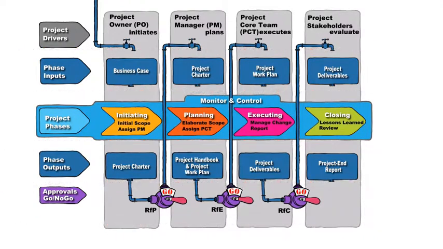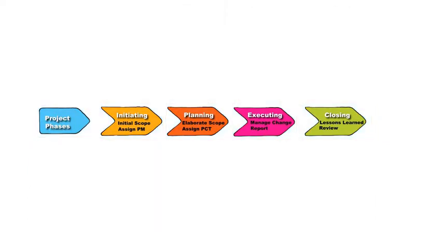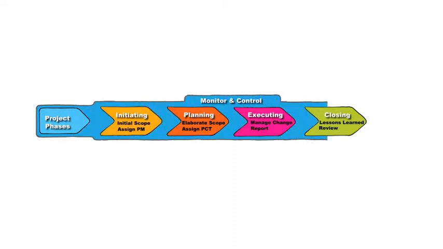In its development, inspiration has been found in the leading global project management methodologies. The central lane represents the project management cycle. There are 4 phases, namely initiating, planning, executing, and closing. Monitor and control is a 5th process that happens throughout the cycle.